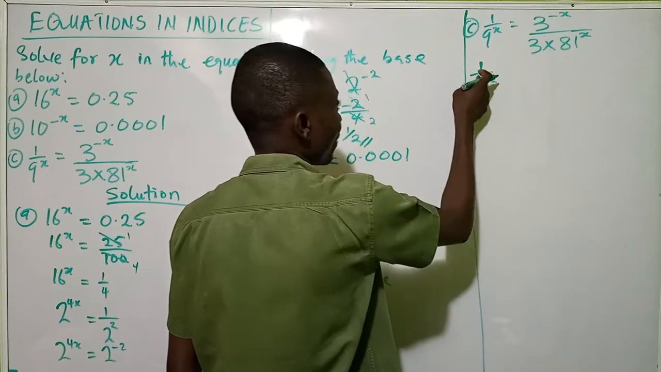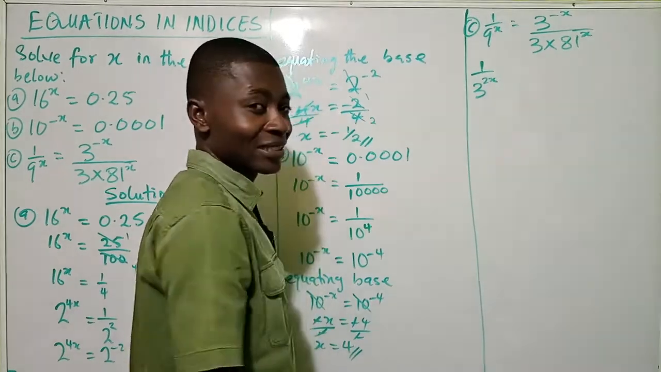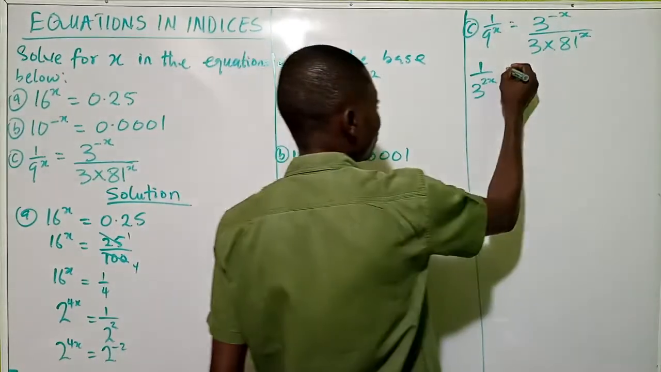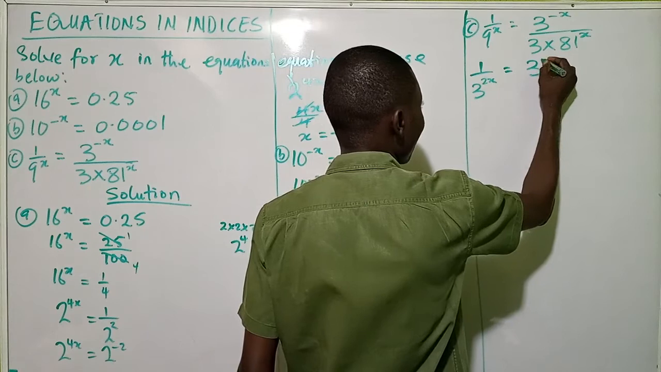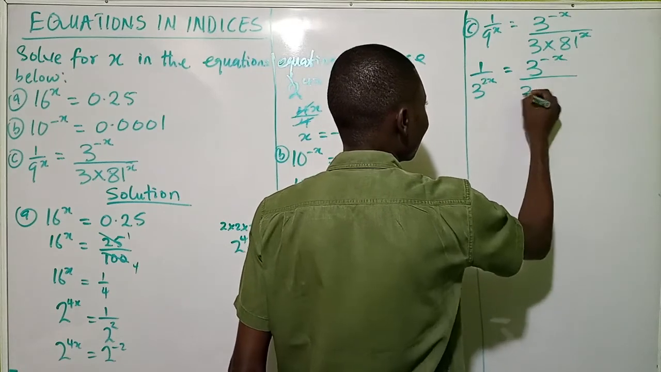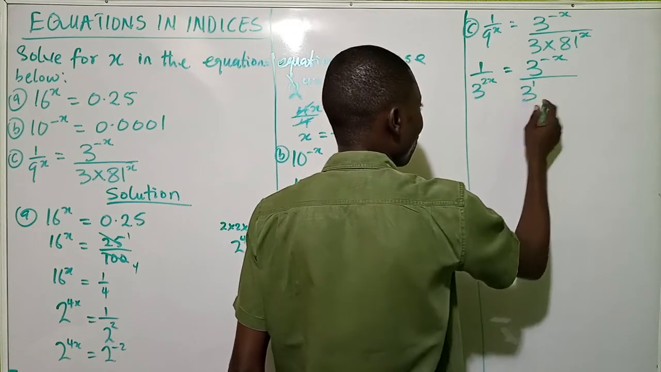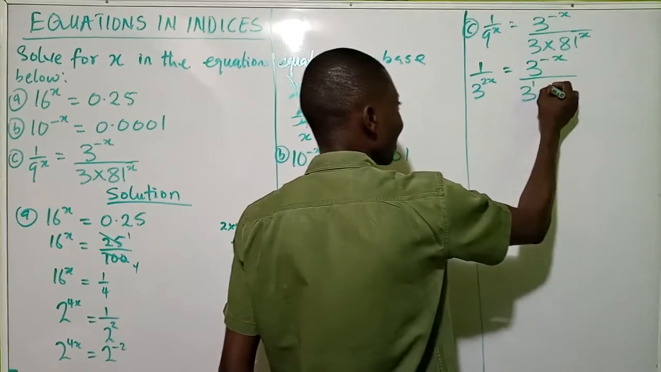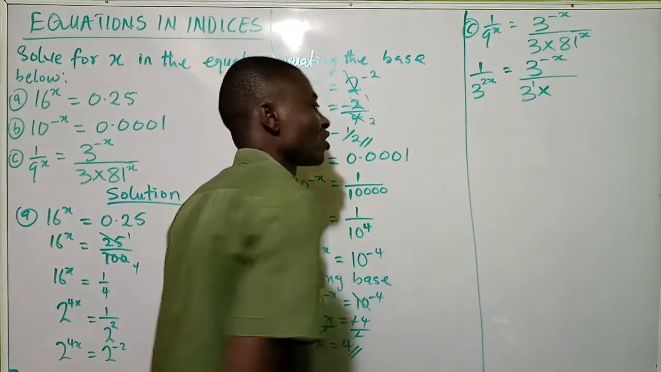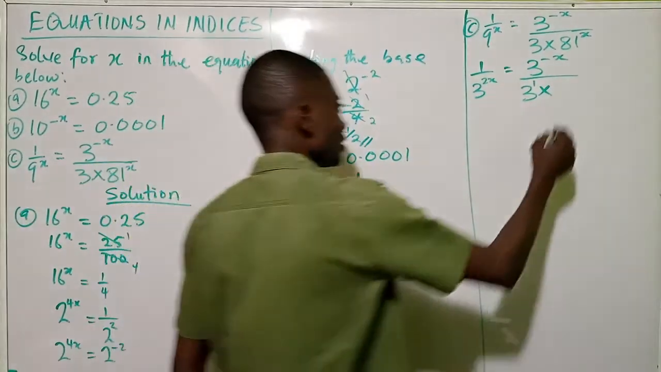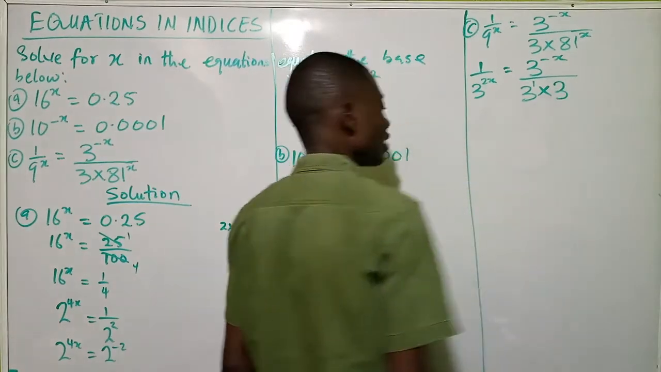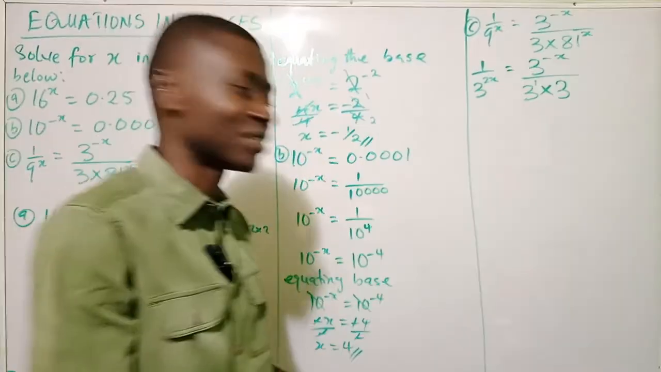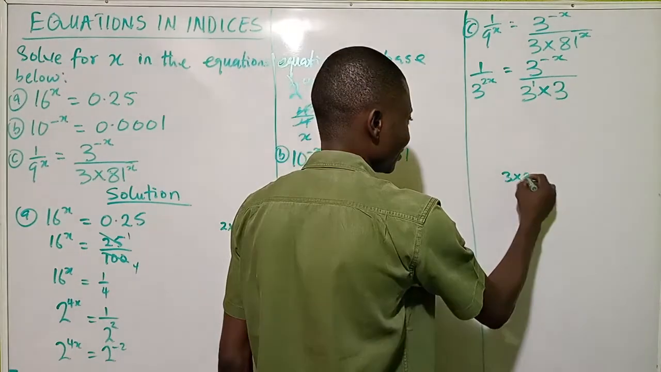So I'm going to write this as 1 over 3 raised to the power of 2x. 3 raised to the power of 2 will give me 9, that means 3 times 3, that is 9. Equals 3 raised to the power of minus x over 3 raised to the power of 1, which is still 3, times 3 raised to the power of 4 to give me 81. Remember 3 times 3? Look at this. 3 times 3 is 9.